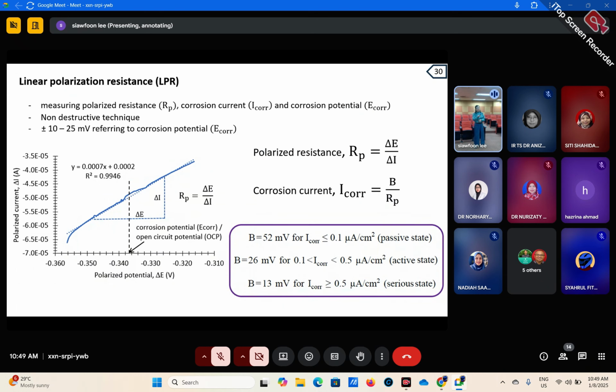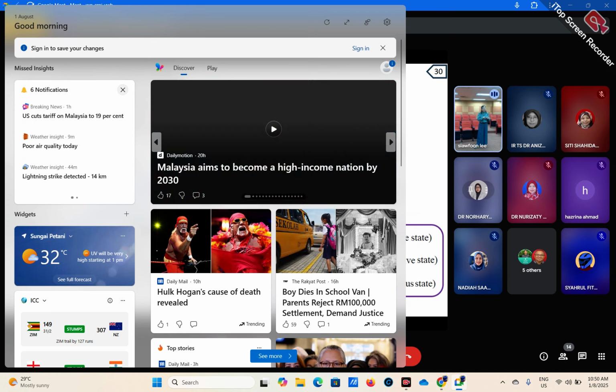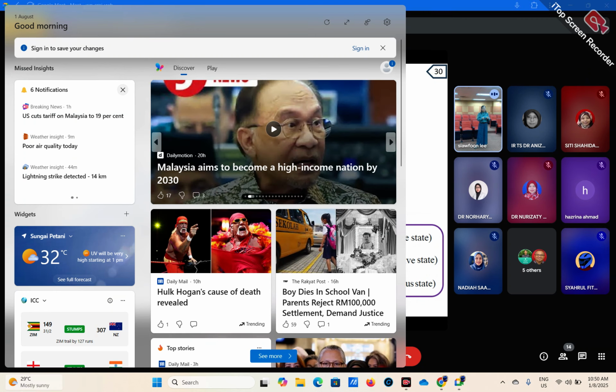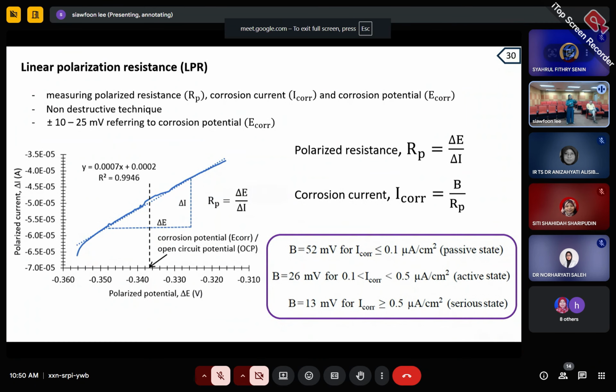So the first technique that I tell you about is called linear polarization resistance. What does this technique provide you to know about the concrete? This technique is actually called a non-destructive technique. What do we mean by non-destructive technique? Because you apply a very small range of potential, more or less 10 to 25 millivolts. So it's like you disturb your steel in a very small range of potential, and it doesn't destroy the steel.